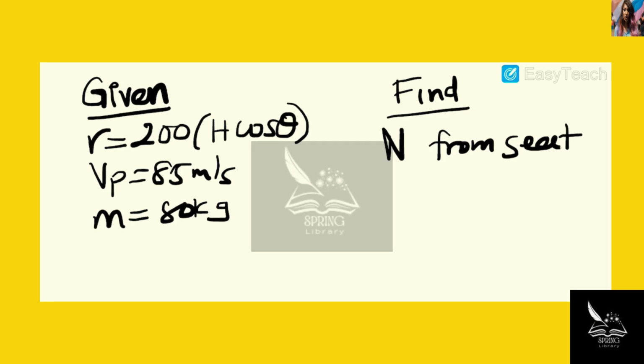Hi everyone, so what we have here is the pilot of an airplane that's executing a vertical loop that follows the path of this function shown here, that r is equal to 200 times (1 plus cos theta). We know the velocity of the pilot is 85 meters per second and that the mass of the pilot is 80 kilograms. What we're asked to solve for is the vertical reaction force from the seat on the pilot during this loop.